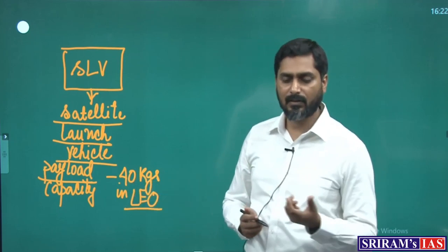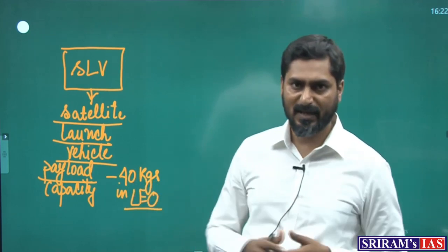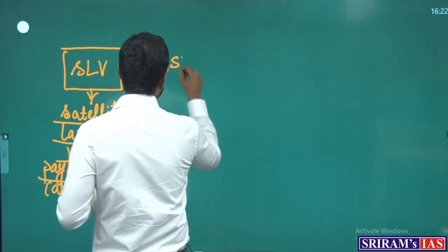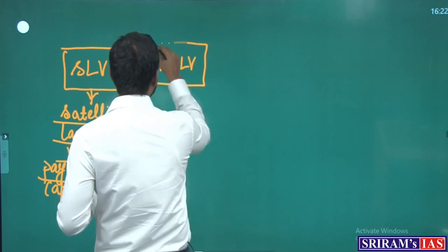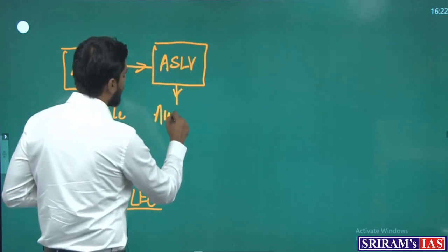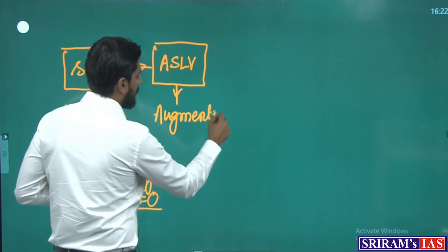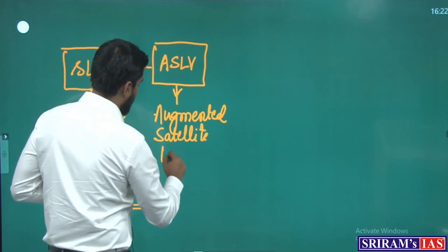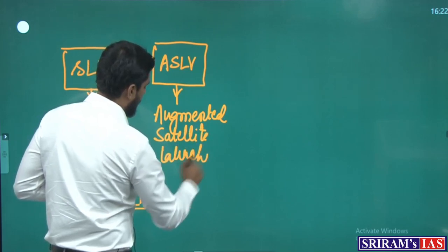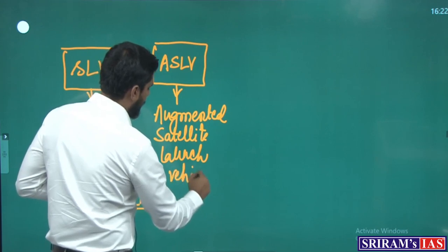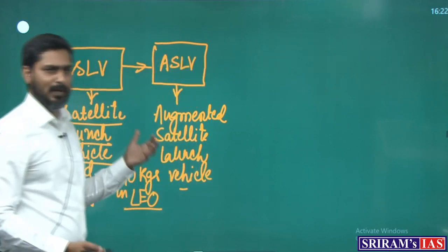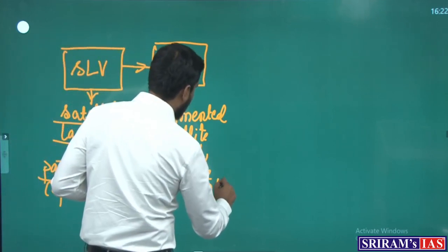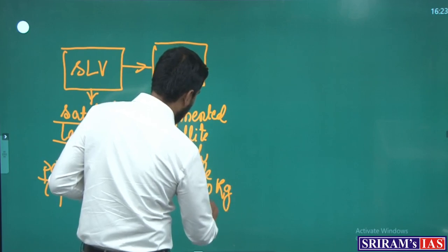So there was a need felt that we should increase the capacity. So India came up with what is known as ASLV, the augmented satellite launch vehicle. Its payload capacity was better than this, but still not very high. Its payload capacity was 150 kg in LEO.